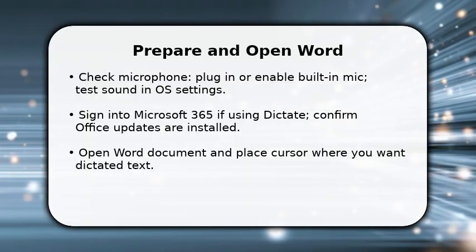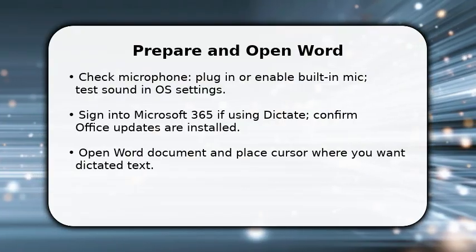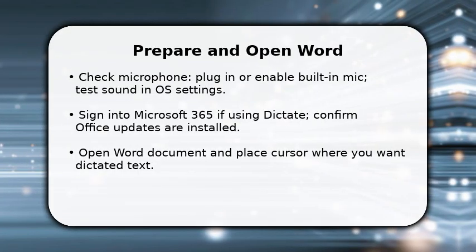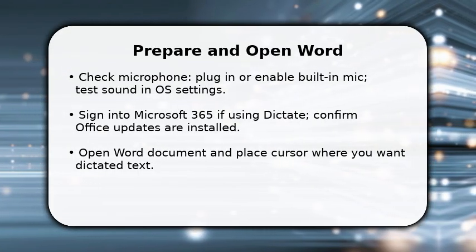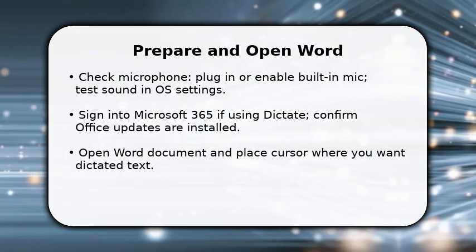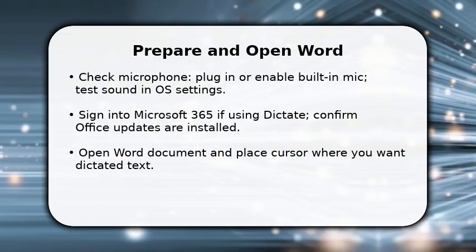Start by confirming your microphone works and that you're signed into Microsoft 365 when needed. You'll want Word updated so dictate or voice typing appears. Open the document and place your cursor where the text should go. Once done, make sure background apps aren't using the mic.